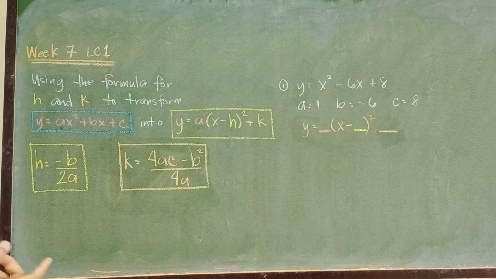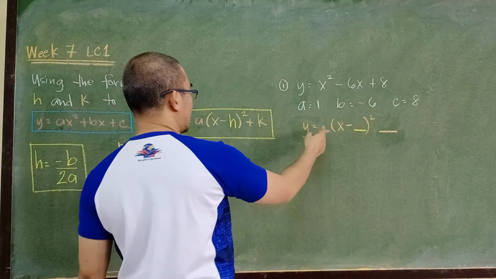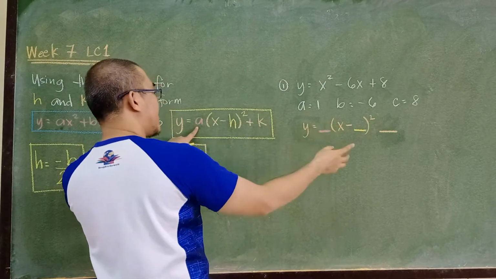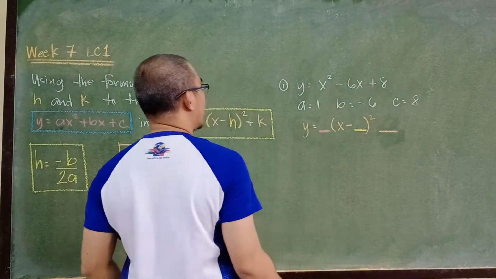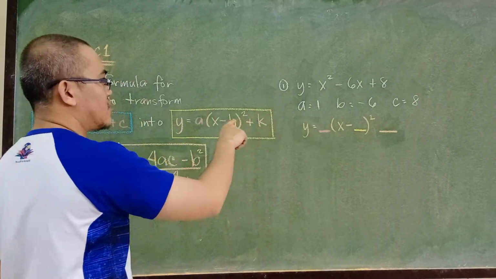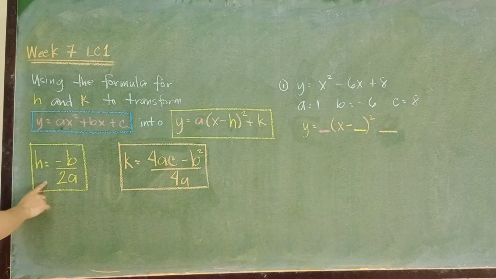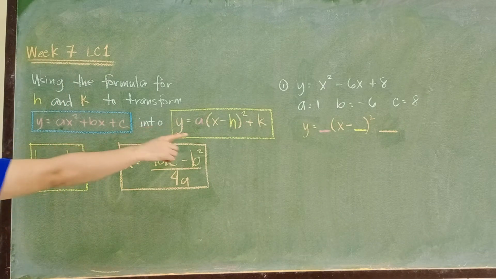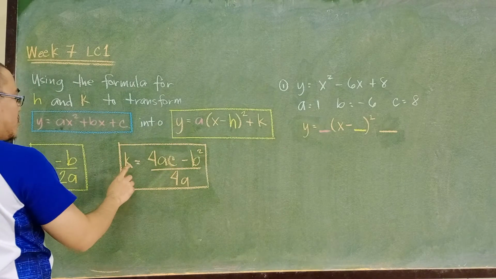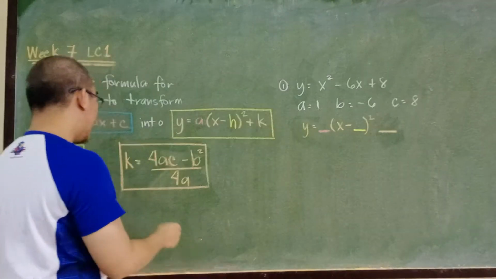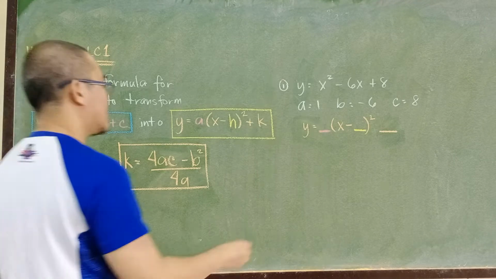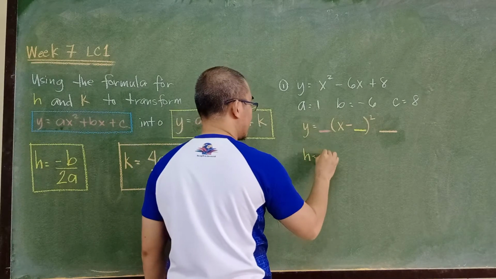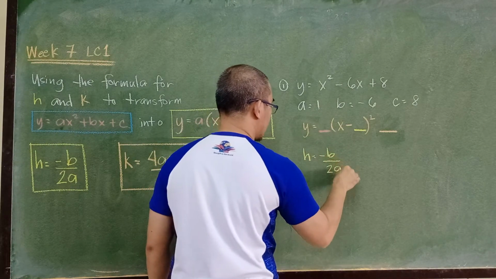Now, yung next question is, ano yung values na ilalagay natin dito sa may position ng A? Ano yung value na ilalagay natin dito sa may H? Ano yung value na ilalagay natin para dito sa may K? So, after natin identify yung values ng A, B, and C, gagamitin na natin yung formula para ma-solve yung H at saka yung K, which is nandito. So, unahin natin yung H. So, yung formula ng H is negative B over 2A. H is equal to negative B over 2A.